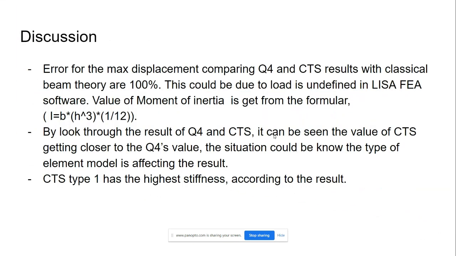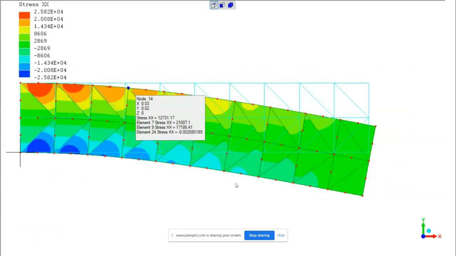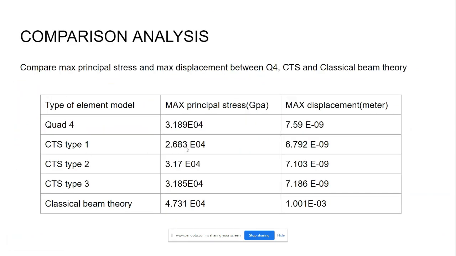So this tells that the pattern of the element model type could affect the result. So CTS type 1 has the highest stiffness according to the result. CTS type 1 has the higher stiffness because it has the lowest maximum displacement compared to all four types of the element model.